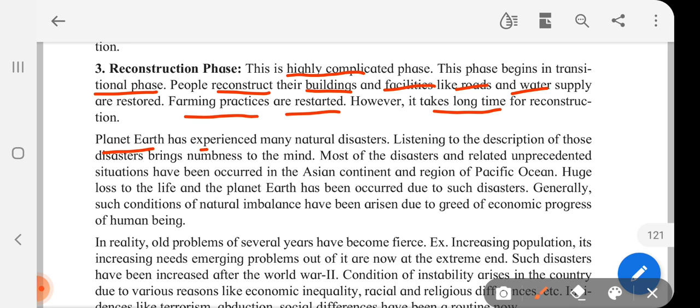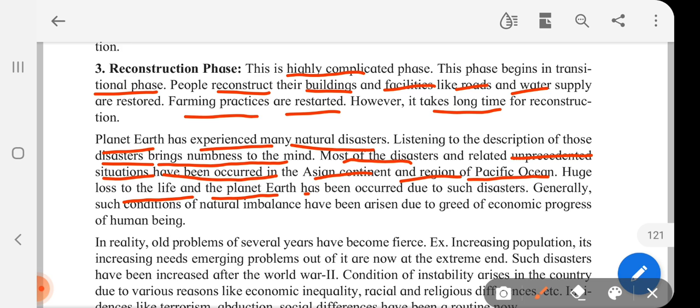Planet Earth has experienced many natural disasters. Listening to the description of those disasters brings numbness to the mind. Most of the disasters are related to unprecedented situations which have occurred in the Asian continent and region of Pacific Ocean. Huge loss of life and property on planet Earth has occurred due to such disasters. Generally, such conditions of natural imbalance have arisen due to the greed of economic progress of human beings.